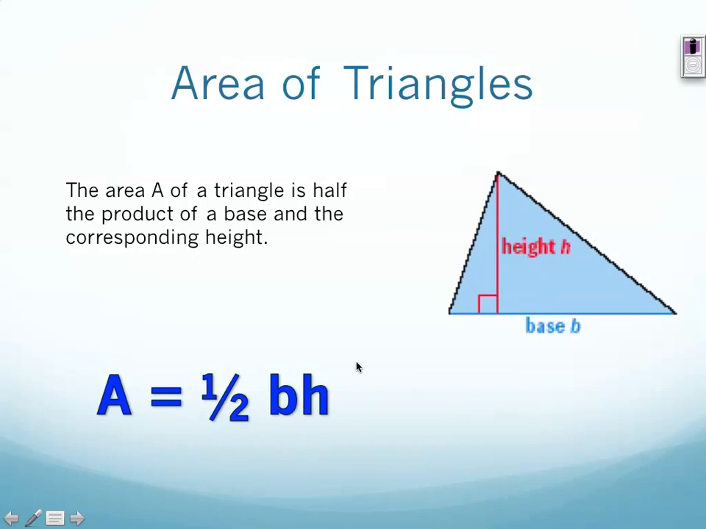All right, the next thing we're going to talk about is area of triangles. And for the area of a triangle, it is half the product of a base and the corresponding height. And the reason it's half is because if you think of a rectangle, a triangle is half of a rectangle. So the rectangle's area is base times height. Well, for triangle, we're taking 1/2 times base times height. So highlight that area formula for triangles.